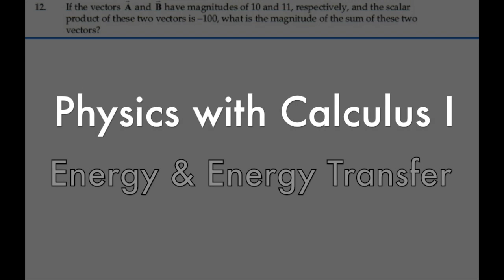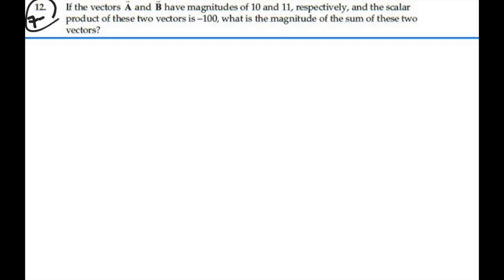Here's problem 7.12. If the vectors a and b have magnitudes of 10 and 11 respectively, and the scalar product of these two vectors is negative 100, what is the magnitude of the sum of these two vectors? Wow, after the last two problems, this one's a lot harder than the last two. Let's take a look at what we have.